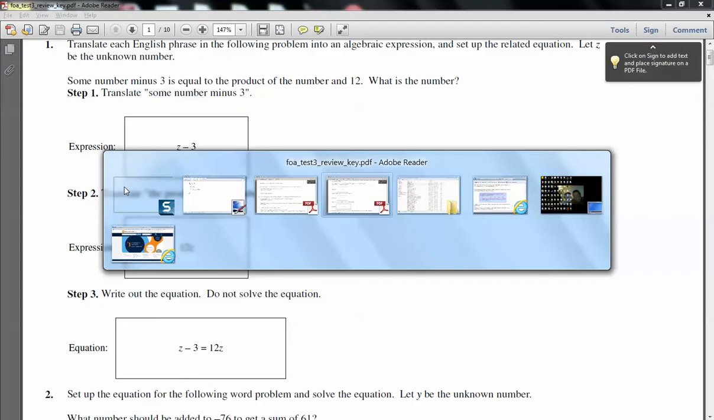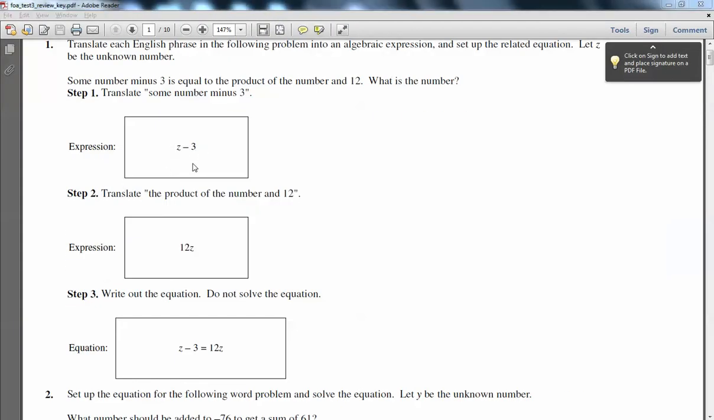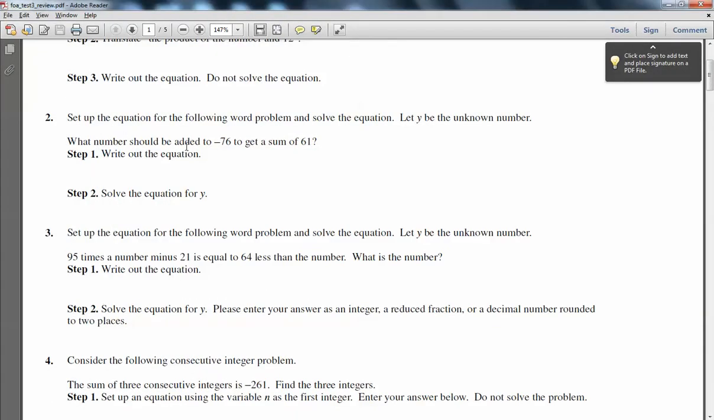So I'm going to get my pen, or there it is. Still not there. Okay. Number 2. Set up the equation for the following word problem and solve the equation. Did the other one say solve? Oh, do not solve. Okay, this one says solve. Let y be the unknown number. What number should be added to negative 76 to get a sum of 61?